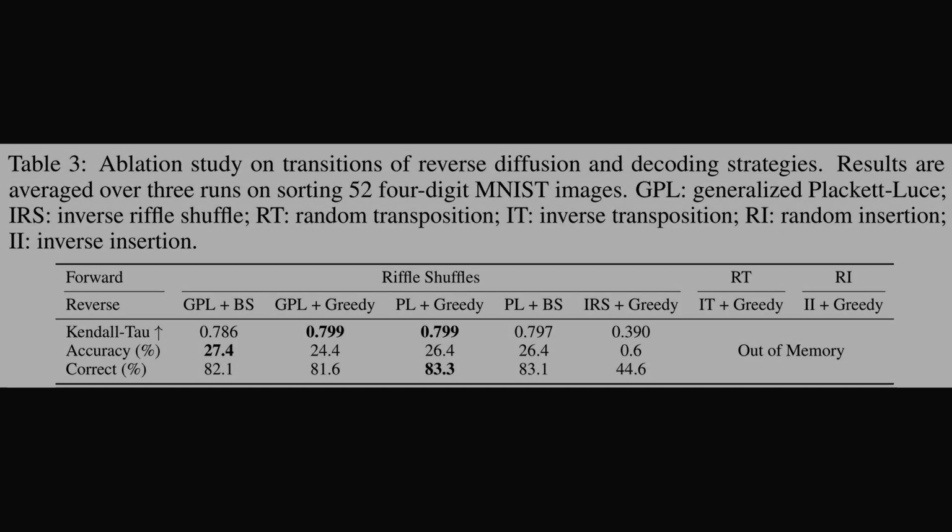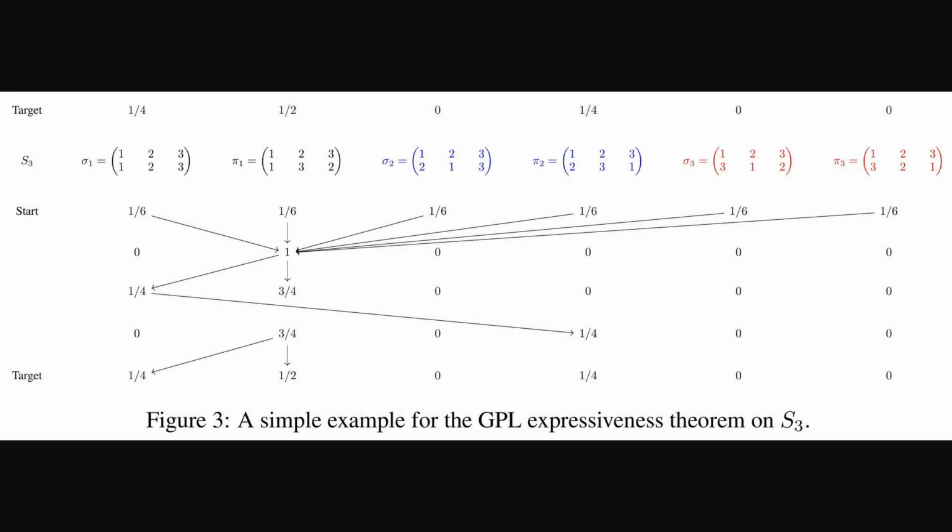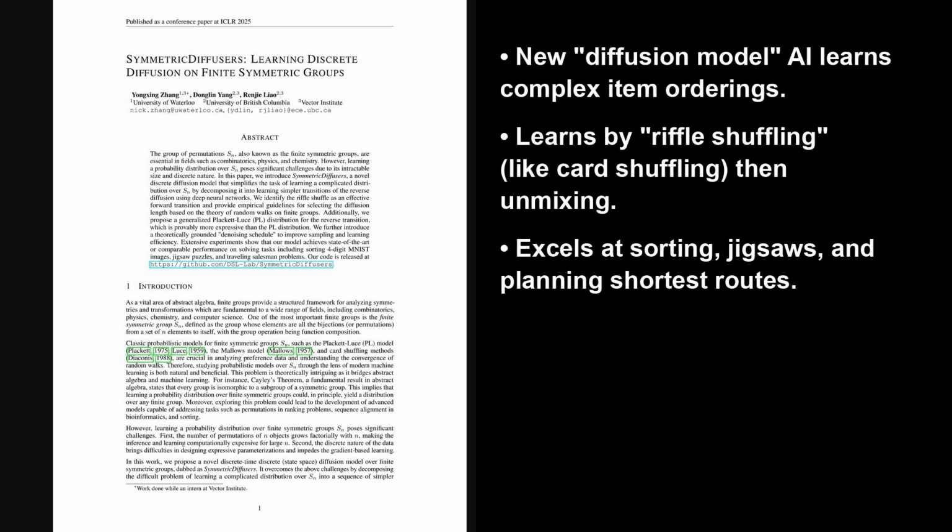Building on those ablation results, which highlighted the importance of their generalized Plackett-Luce distribution for the reverse unmixing step, this figure offers a concrete example of its power. It illustrates what they call the expressiveness theorem on S3. That's the set of all possible ways to order three distinct items. You can see how, from a starting configuration, the model can learn to assign specific target probabilities to different permutations. This visually demonstrates that their generalized Plackett-Luce distribution is indeed flexible enough to represent quite complex patterns of preference among these orderings. So, that visual really underscores the flexibility of their generalized Plackett-Luce distribution.